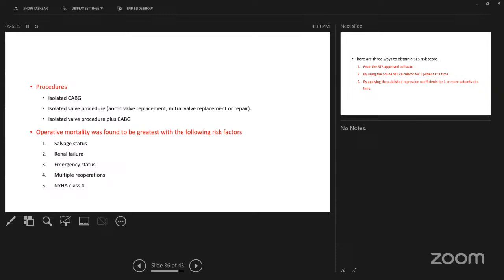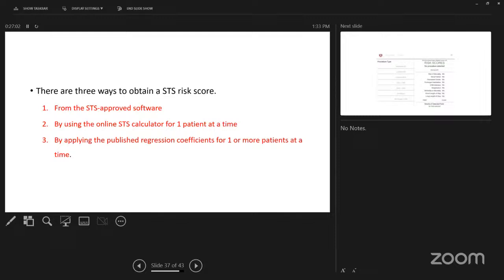And the operative mortality was found to be greatest with the following risk factors: salvage status, for example external cardiac massage, or a patient with end-stage renal failure, or emergency status, or multiple reoperations like in redos, or a patient with severe symptomatic cardiac disease with New York Heart Association class 4.